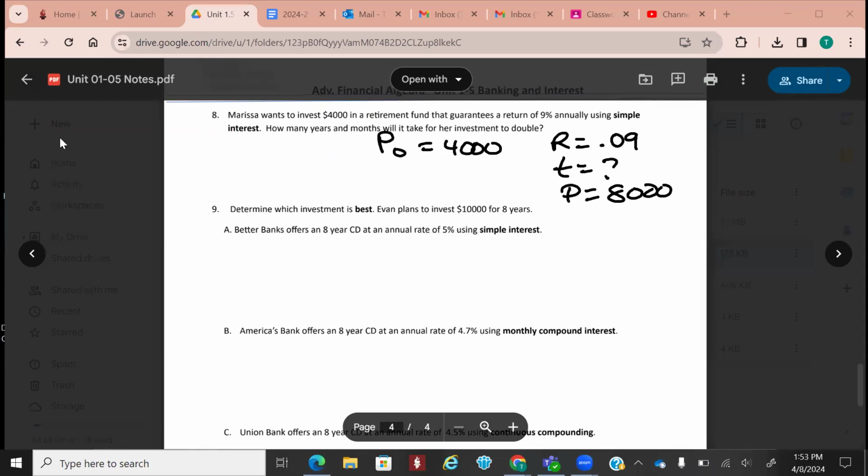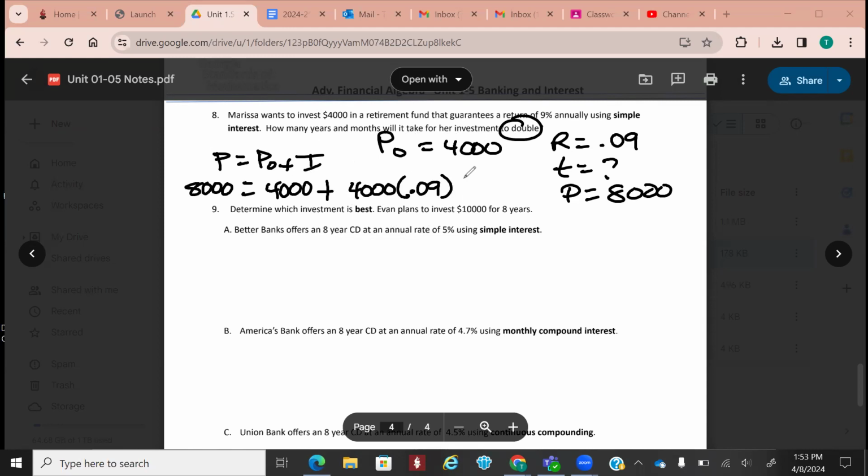Okay, so simple interest. Our final is equal to our initial plus our interest, okay, then that means we're going to have 8,000 as our final because we want to double, right? Our initial was 4,000 plus we got our interest. So we've got that formula, I equals PRT, right? So we're going to do 4,000 times 0.09 T.